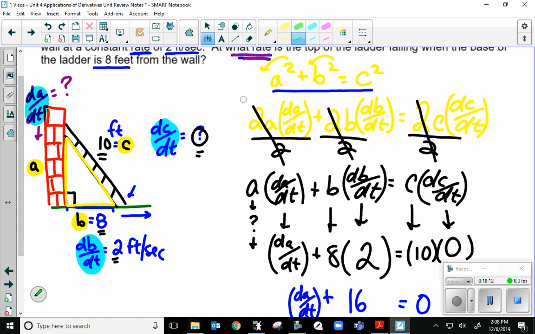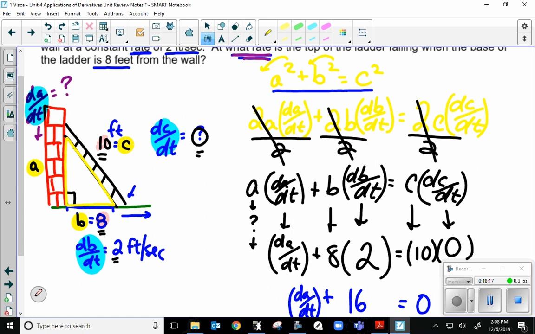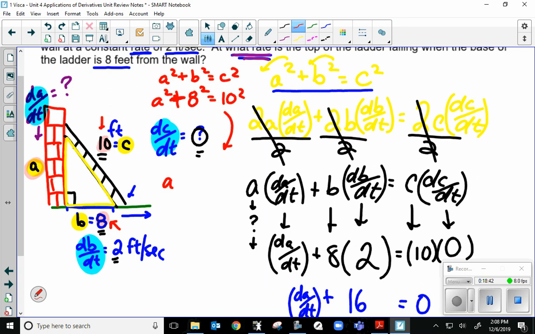How come? I have a B value and a C value. I just got to solve for A. Meaning, if I know A squared plus B squared equals C squared, I don't know what A is yet. I know B is 8, and I know C is 10. If I have 2 sides of a triangle, I can absolutely find the third side. That means A squared plus 64 equals 100. If I subtract 64 from both sides, A squared is 36. So A is 6.